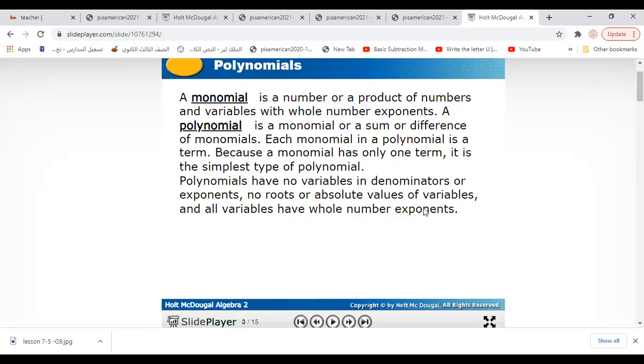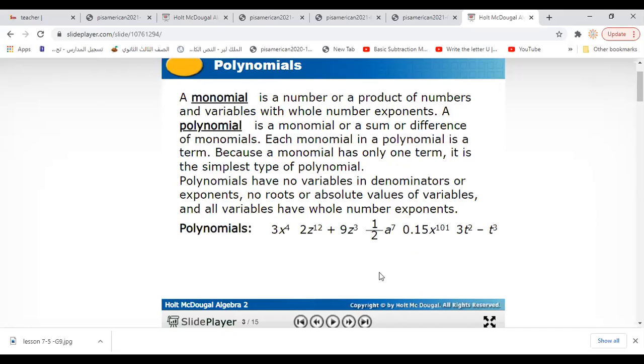If you want to decide whether something is a polynomial or not: there is no variable in the denominator. For example, 5 over x is not a polynomial. Exponents will not be fractions. For example, x to the power of half is not a polynomial. It couldn't be negative. There are no roots or absolute values of variables, and all variables have whole number exponents.